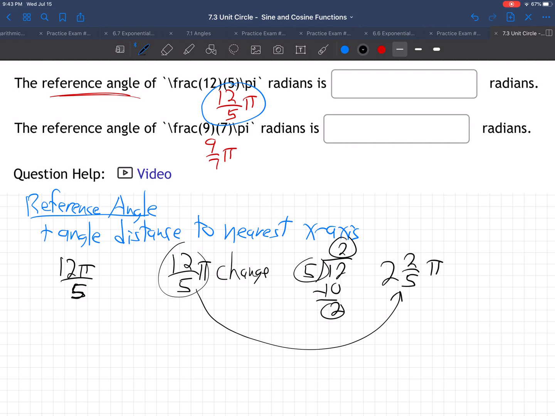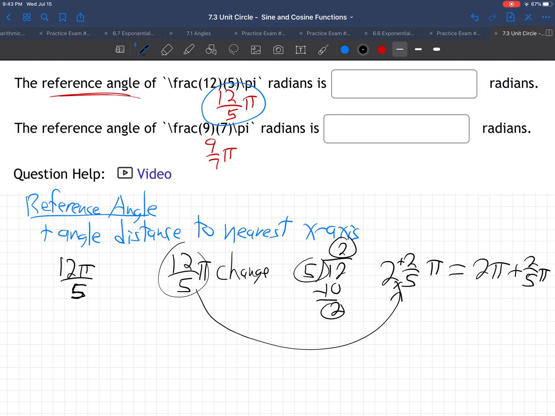You can double check it. Remember the rule where you multiply the bottom and add the top. 2 times 5 is 10, add 2 is 12/5 pi. So you could do that. Now, why am I doing that? Well, that means it's 2 pi plus another 2/5 of a pi.